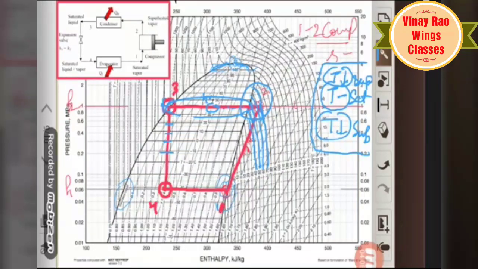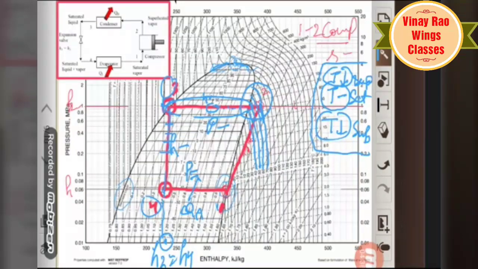After this, 3 to 4 is an isoenthalpic process. That means H3 is equal to H4. Enthalpy is constant for both points 3 and 4. From 3 to 4 there is an expansion, an isoenthalpic process. From 2 to 3 there is constant pressure. Again, from 4 to 1 there is constant pressure heat absorption, QA.